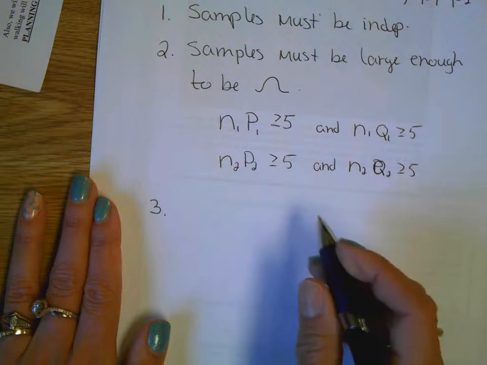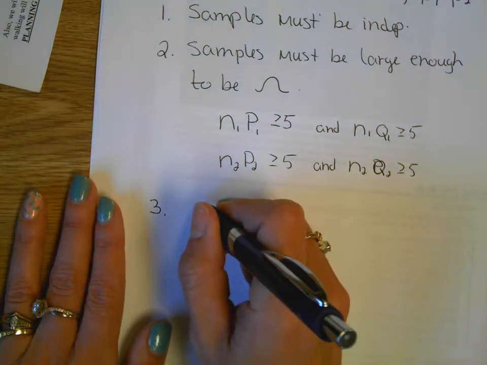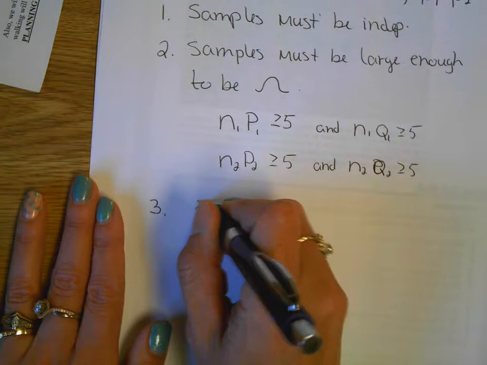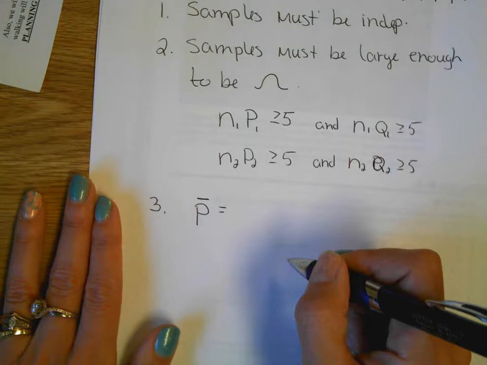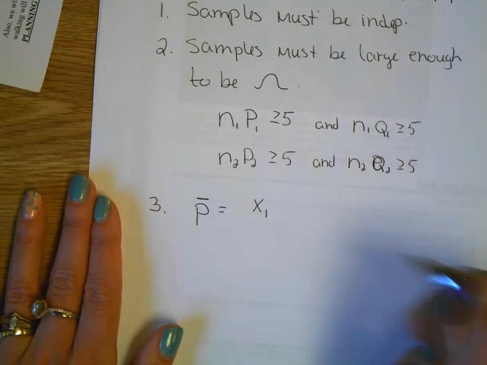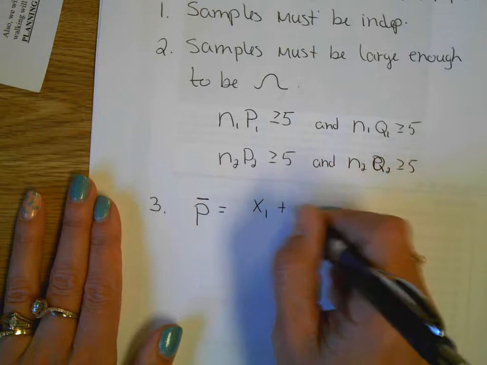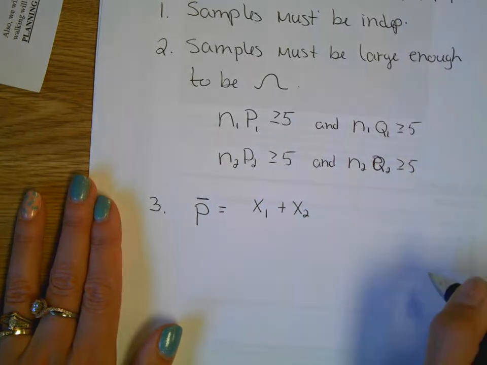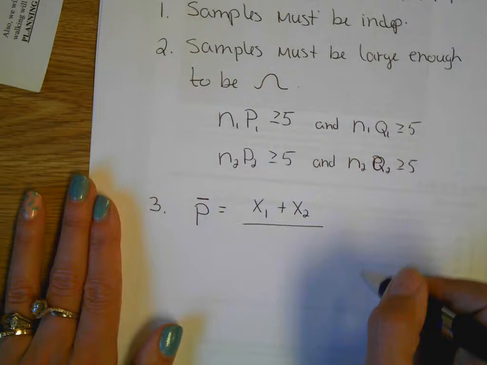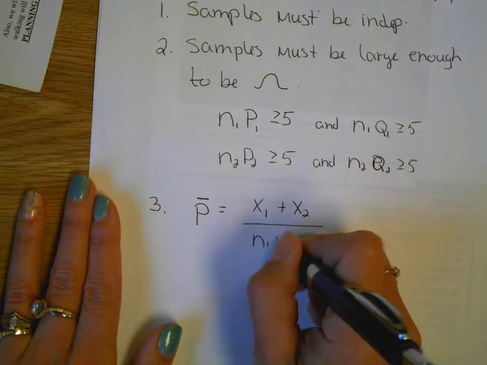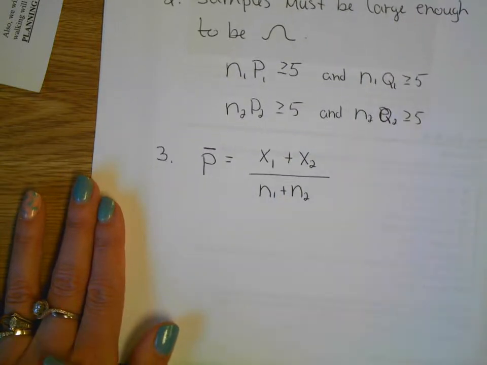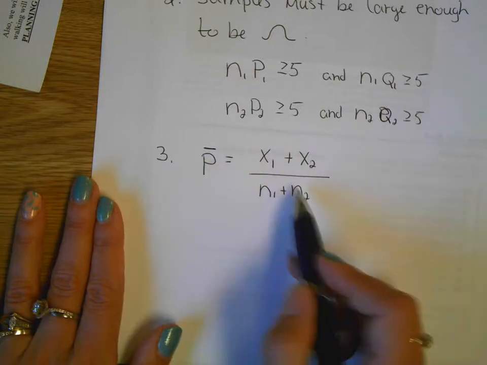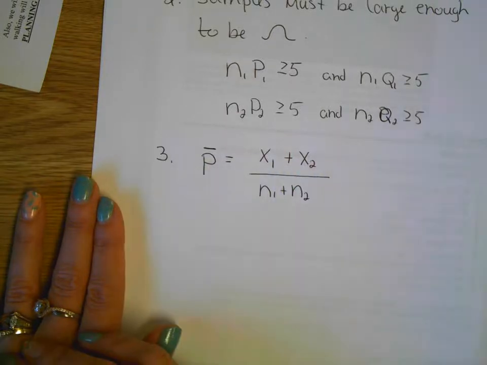Nope. Okay. Your sample statistic is P bar. And that's the percent successes from the 2 samples together. So you take the number of successes from sample 1, add it to the number of successes from sample 2, and then the 2 sample sizes added together. So you get 1 big percent. So P bar tells you you're averaging, so it's the total successes over the total sample sizes.